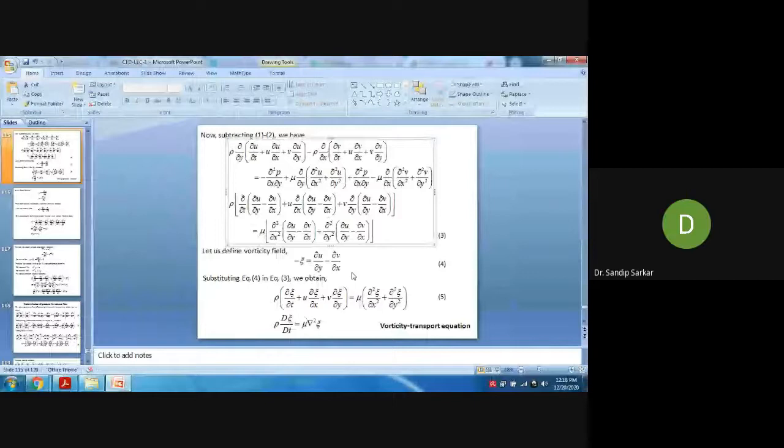Clear. So let me end the class today. In the next class I will be discussing how to obtain the stream function equation. So what is the streamline equation or stream function equation?